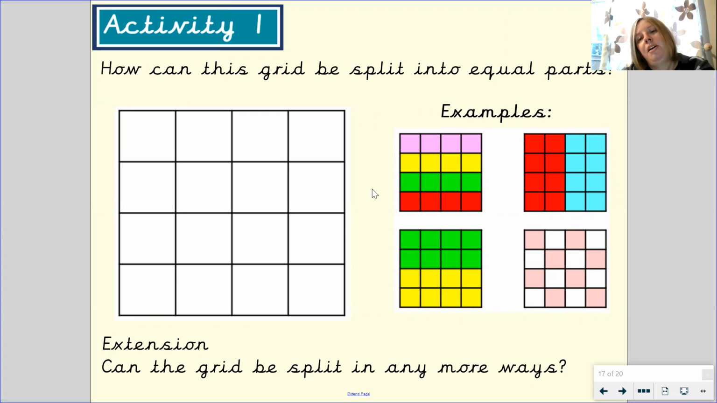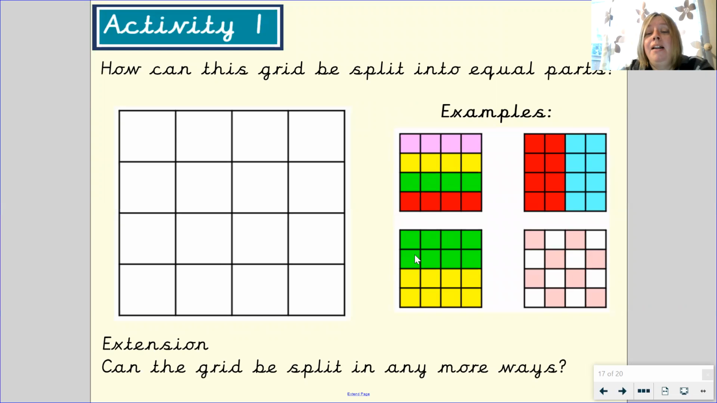Let's have a look at my ones that I've done. So on this one, I split it into 4 equal groups. So I've got 4 pink squares, 4 yellow squares, 4 green squares, and 4 red squares, so each part is equal. If I look at this example, I've got 2 equal groups. How many are in each group? 1, 2, 3, 4, 5, 6, 7, 8. So I've got 2 equal groups with 8 in.